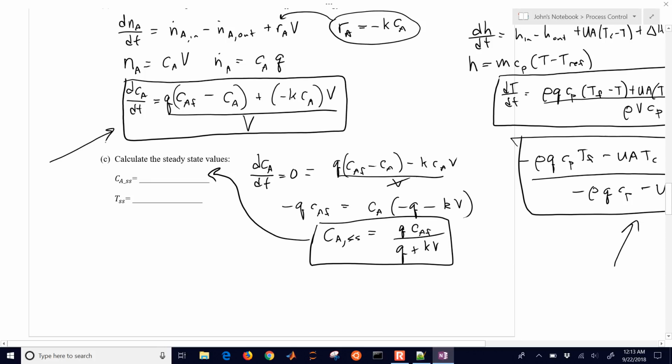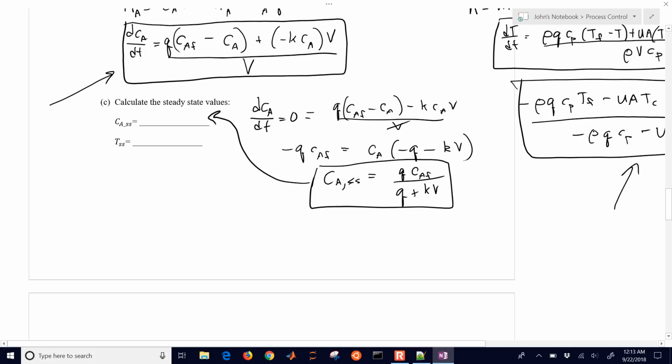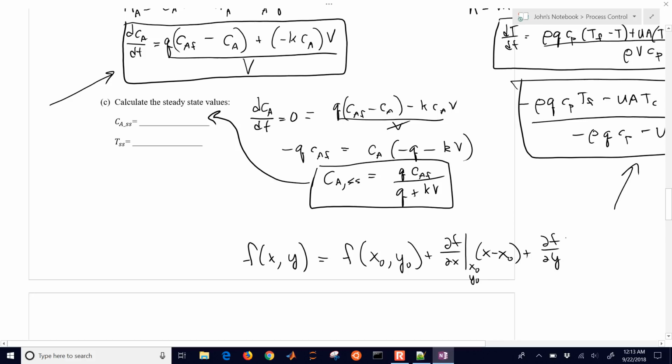Okay, we're going to start with that one again, and then we're just going to linearize this. The way you linearize anything, if it's a function of f of x comma y, that's just going to be equal to the nominal values plus the partial with respect to x. You plug in x and y nominal values, and x minus x nominal, plus the partial with respect to y, and plug in the nominal values again, y minus y naught.